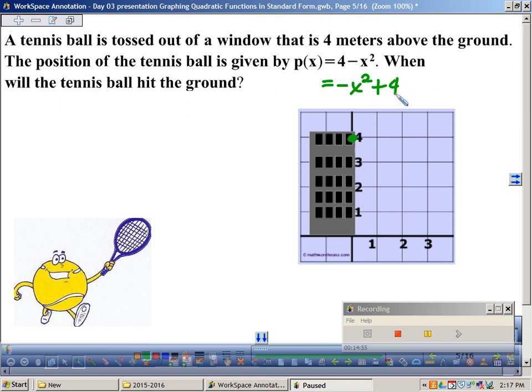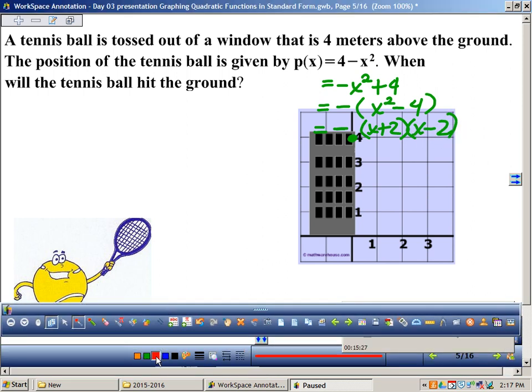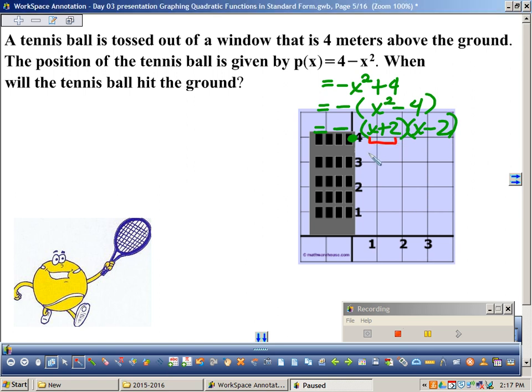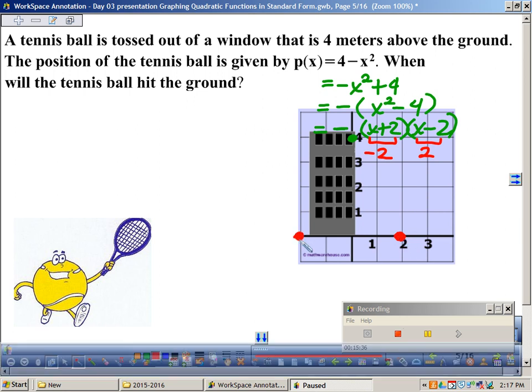Okay. Now, this isn't the difference of two squares, right? This is the sum of two squares. So if I took out a negative sign, now it's the difference of two squares. All this negative tells me is whether it's pointing down or pointing up. X plus 2, x minus 2. So what are my solutions? Negative 2 and positive 2. Here's positive 2. Here's negative 2. Which one makes sense? The positive 2, because we don't throw in the negative direction.